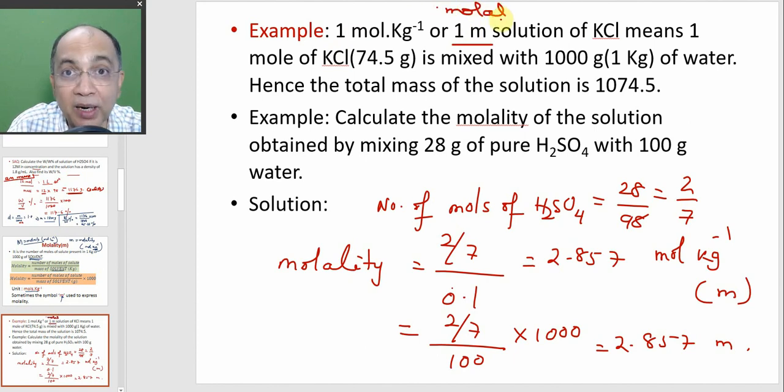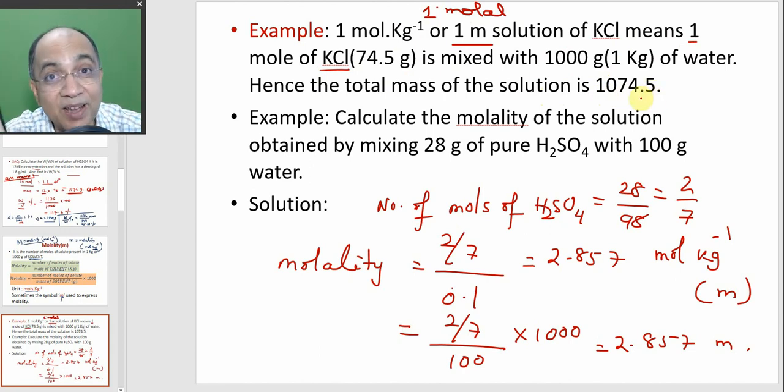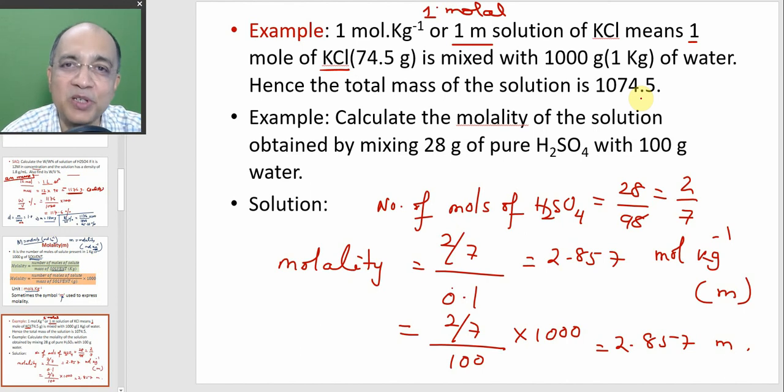Now, 1 molal, this 1 m, small m, means 1 molal. It's not molar. Molar is a 1 capital M, 1 mole per liter of solution. This is 1 mole per 1 kg solvent. 1 molal of KCl means 1 mole of KCl, that is 74.5 gram, is mixed with 1000 gram or 1 kg of water. So the total mass of the solution is 1074.5.